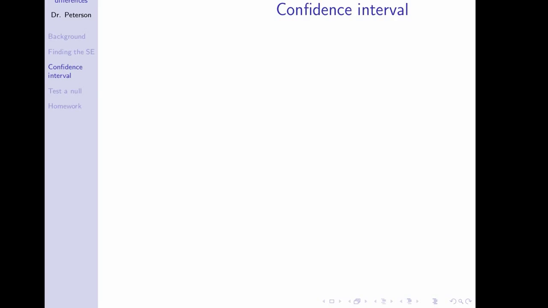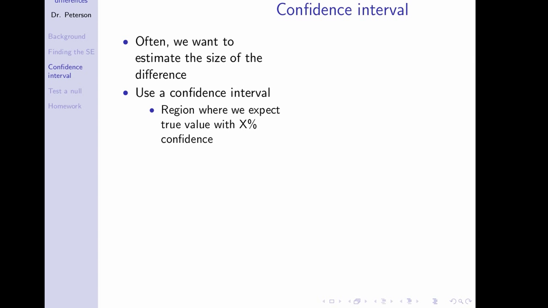Now let's talk about how to find the confidence interval for a difference. This is often the case because we want to estimate the actual size of the difference. How different are these two groups? So remember, this is just the region where we expect the true value with X% confidence. So all we're saying is we want to find the region where we are X% confident that the true difference between the populations lies.